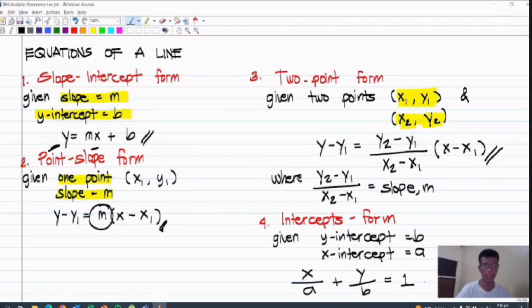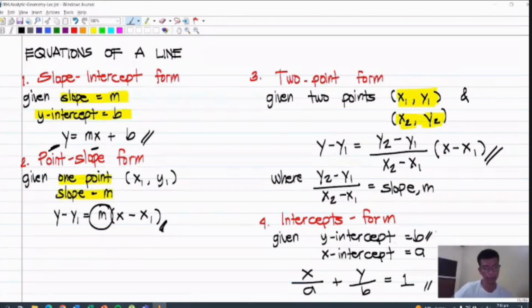Lastly, yung pang-apat na form is the intercept form. So, sinawag yan intercept form dahil ang given naman ay y-intercept, which is the b, and the x-intercept, which is a. And that is x over a plus y over b equal to 1.